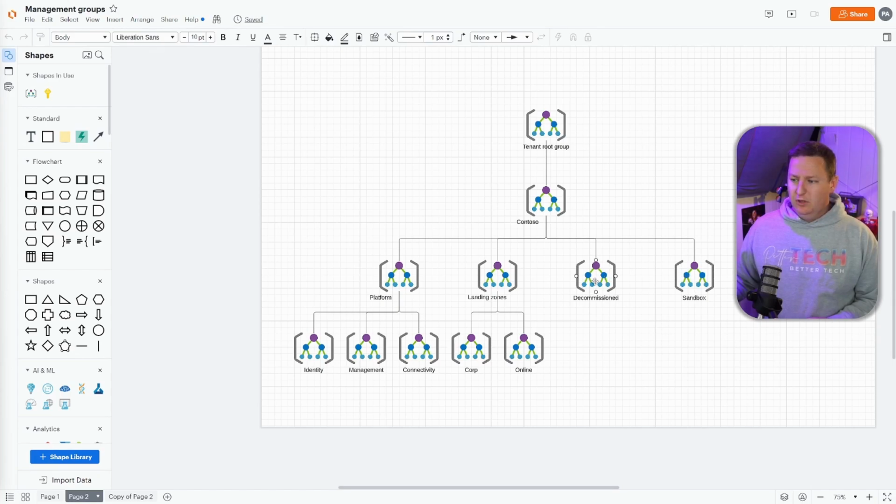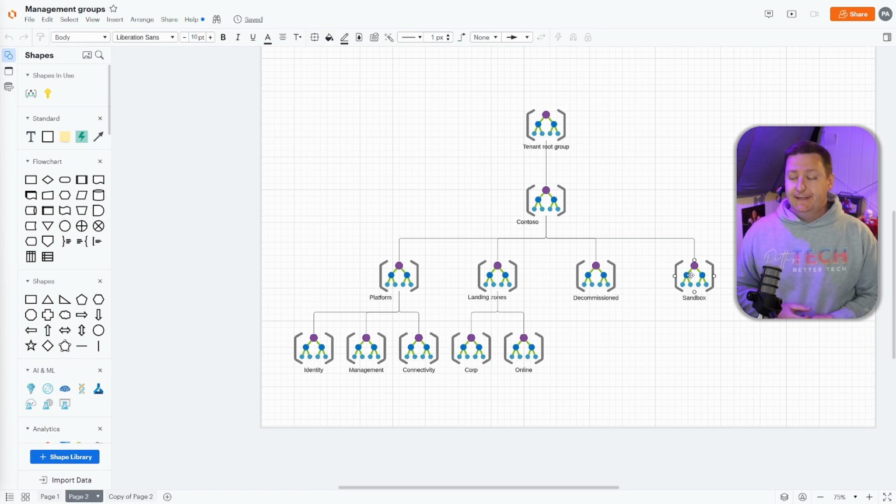And the two last ones here, decommissioned, probably self-explanatory. Any subscriptions that are meant to be decommissioned, deleted, and so on. While sandbox should be your default management group where all new subscriptions are placed. This, for example, would be Visual Studio Enterprise subscriptions, those kind of benefits subscriptions that people get. And this should have no connections to the rest of your environment, but it's a place for people to play around, I guess. So that's the management group structure.